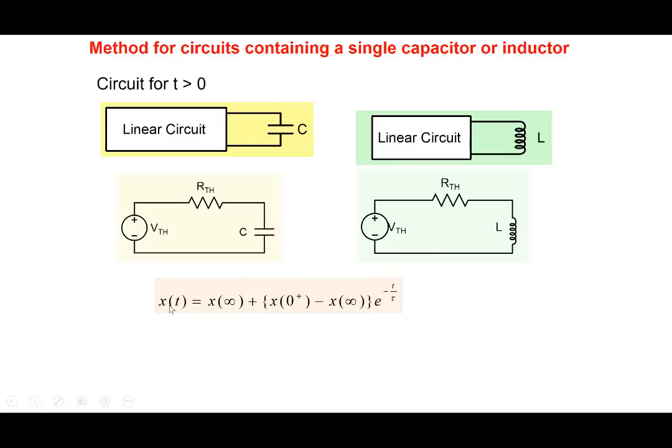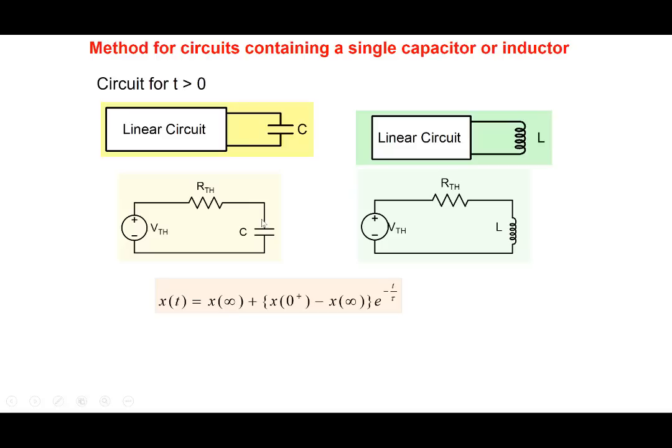So this general form of equation that we found out, any voltage or current in a single capacitance or a single inductive circuit will be of this particular form. Why? Because it's a first order differential equation. And so it's a general solution of a first order differential equation.